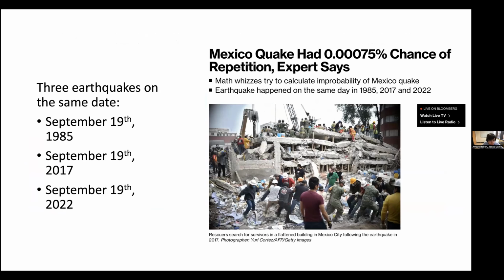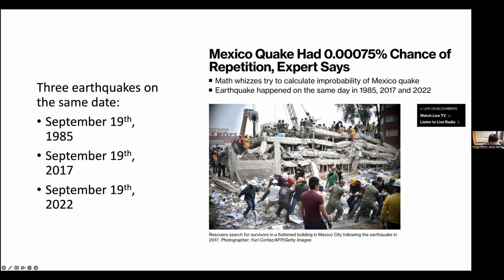In particular, some particular day, September 19, had three earthquakes happening recently. In 1985, there was a very huge earthquake that affected a lot of people. Multiple people died and several buildings collapsed. So this was a well-known tragedy for people in Mexico City.